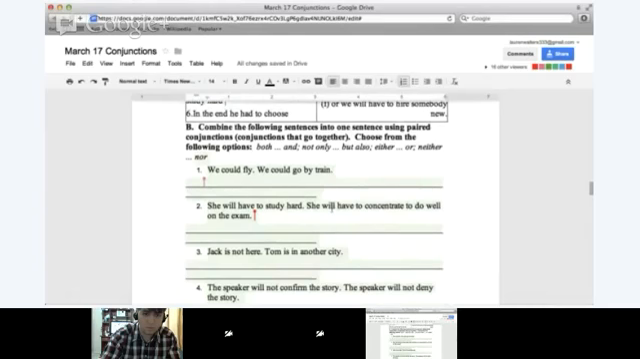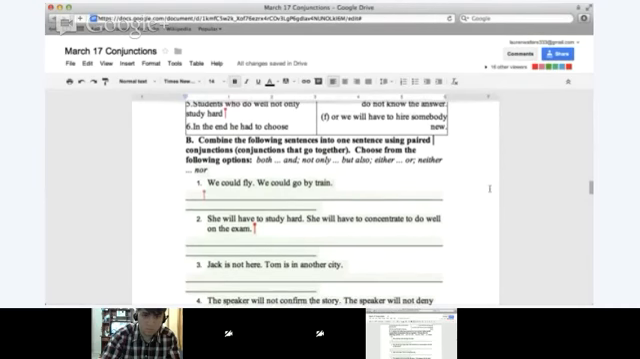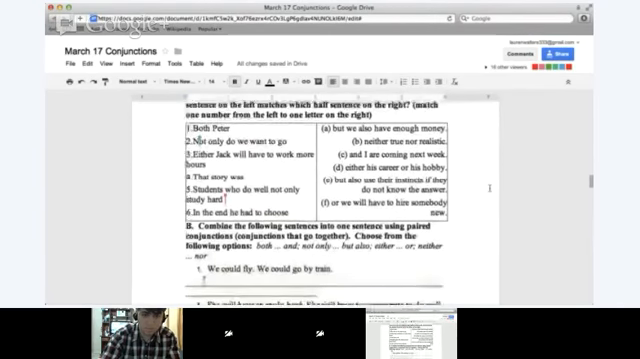The biggest thing with conjunctions is practice, practice, practice. The more practice you get, the better you'll get at using them correctly.